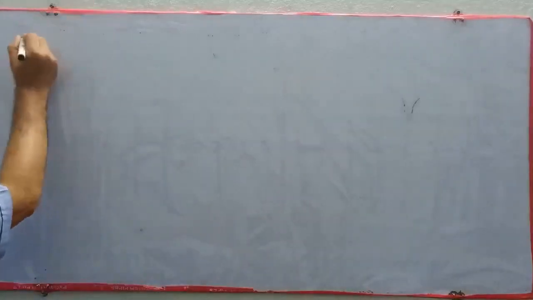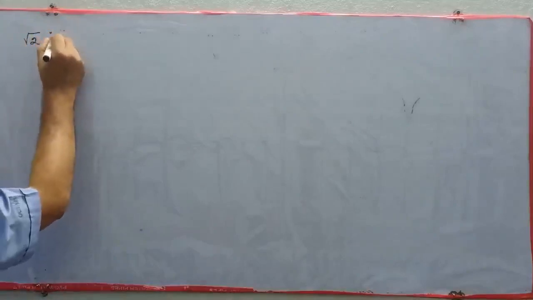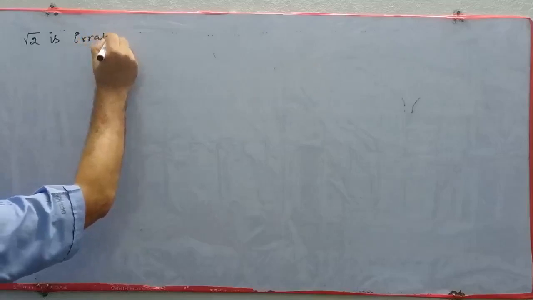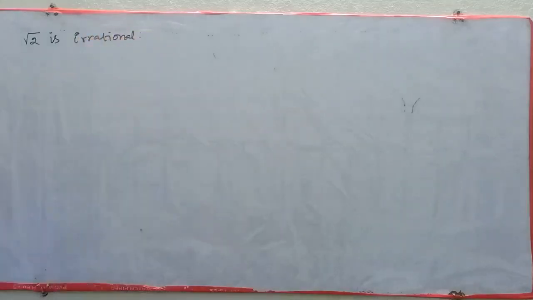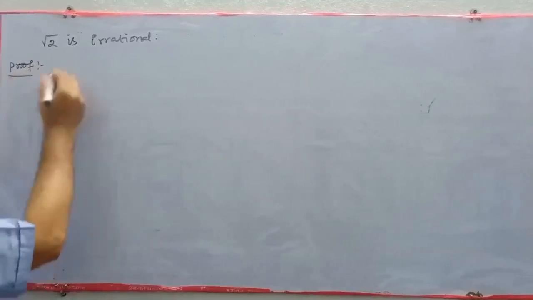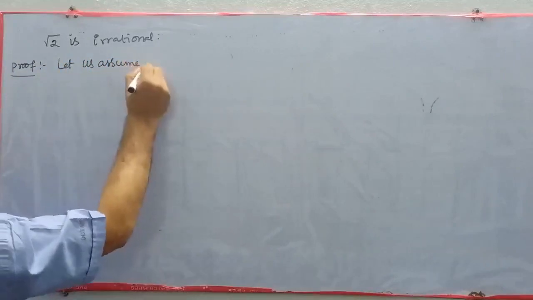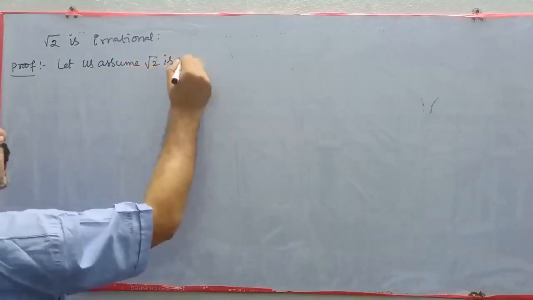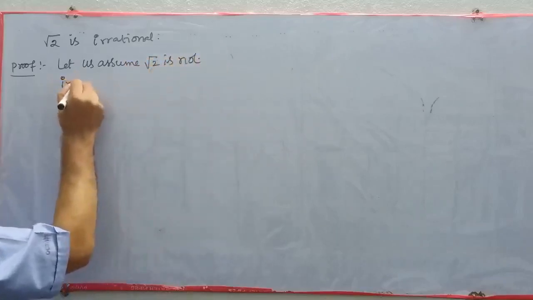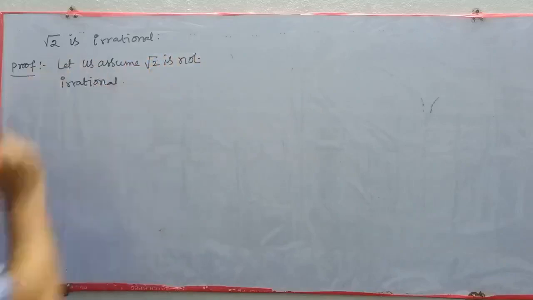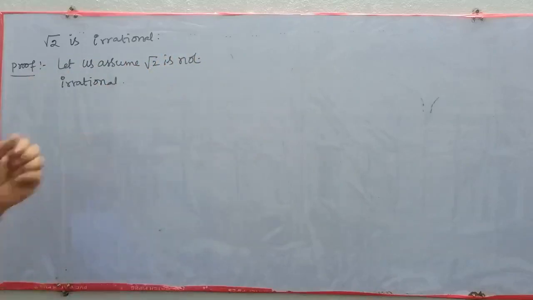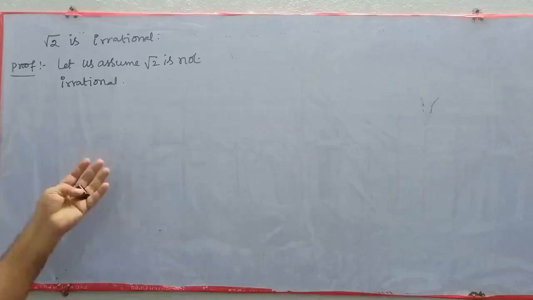In a similar manner, we can prove that root 2 is irrational. Prove that root 2 is irrational. Let us take that proof. Let us assume root 2 is not irrational. It is not irrational means it is a rational number. So rational number is in the form of p by q.